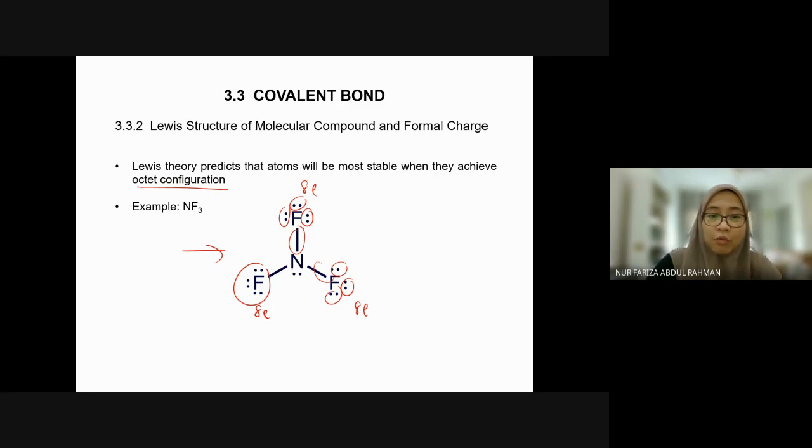Cuba kira 1, 2, 3. So 3 maksudnya 3 bonding pairs equivalent to 6 electron. So we have 1 lone pair for nitrogen. 6 tadi tambah 2 is equal to 8 electron. Okay, so all of the atoms in the molecule are octet. Okay, so Lewis theory predicts that atom will be more stable when they achieve octet configuration.